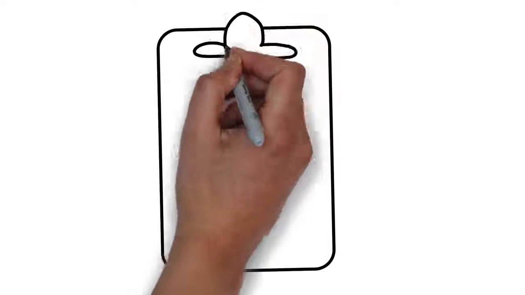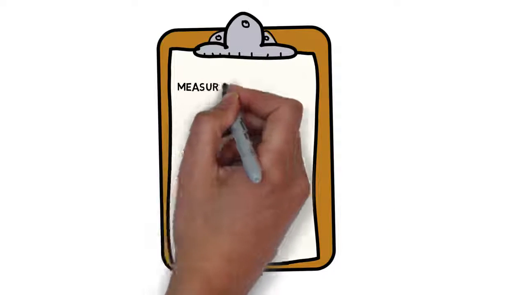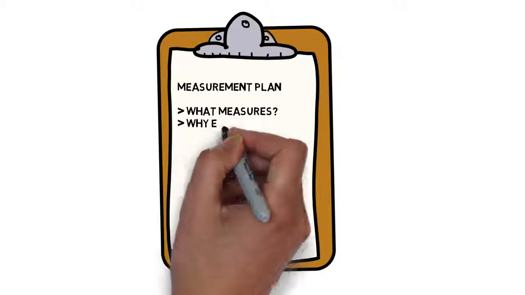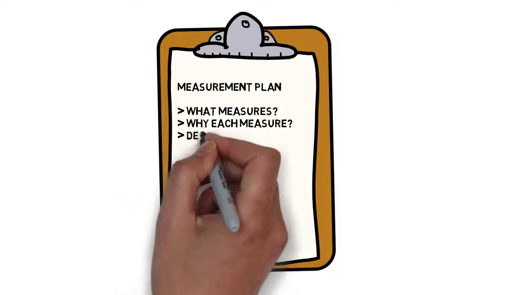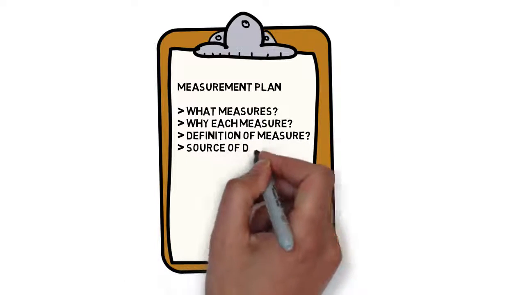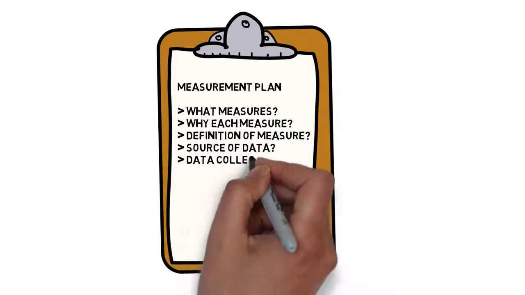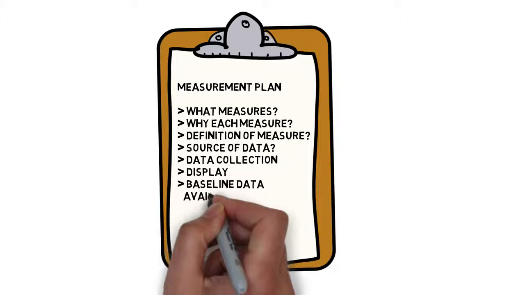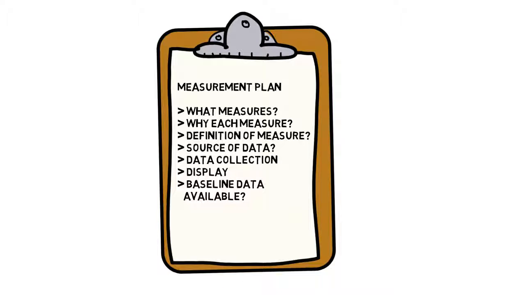Teams should create a measurement plan which provides details on the measures they will use, why each measure is required, the operational definition for each measure, the source of the data for each measure, the data collection process for each measure, how the measures will be displayed, and whether baseline data is available for the area of focus for improvement. If a team can provide these details for their measures, they will have created a solid measurement plan, which will support their quality journey and assist them in achieving their aims.